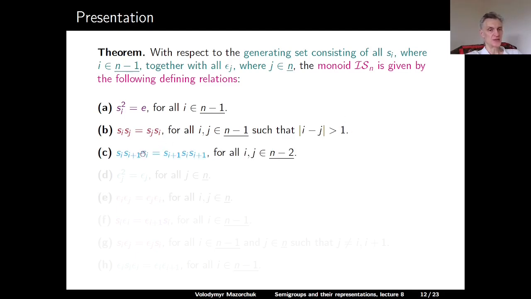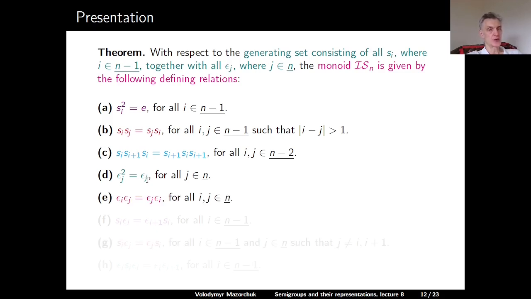Now the braid relations: s_{i+1} s_i s_{i+1} is equal to s_i s_{i+1} s_i for all i in n-2 underlined. D. Epsilon_j squared is epsilon_j, so epsilon_j is an idempotent for any j. E.